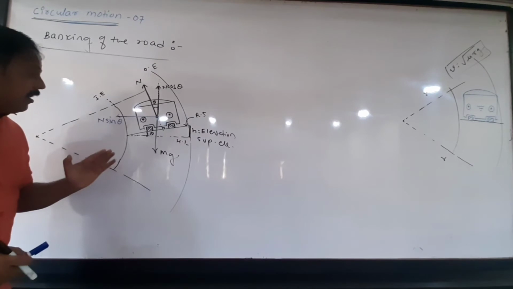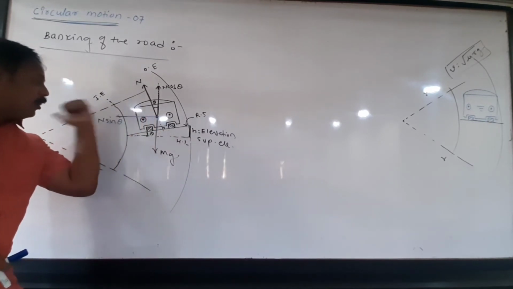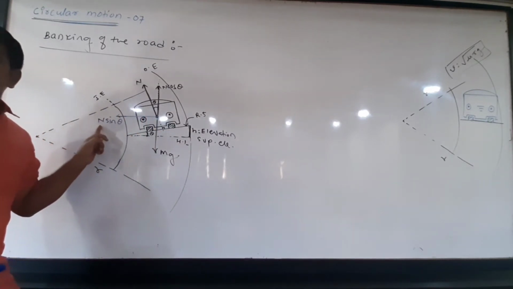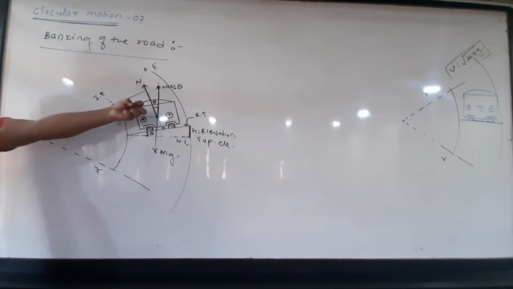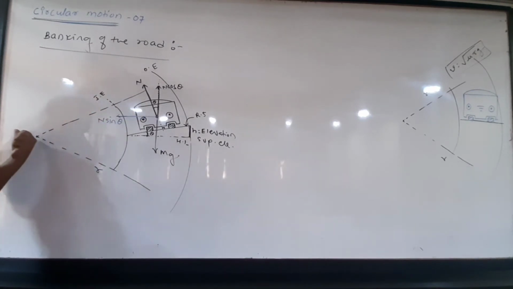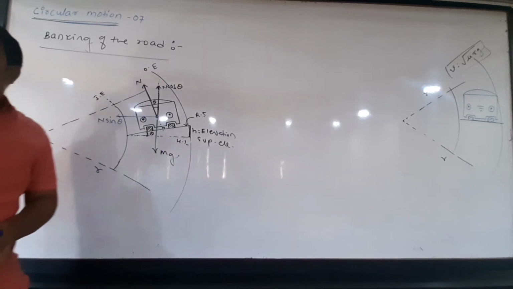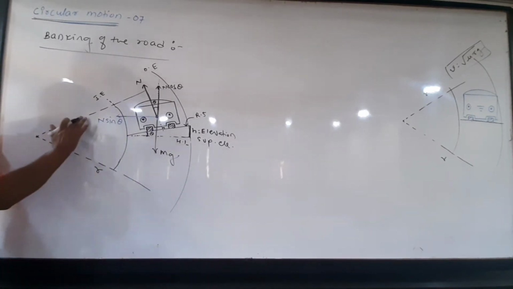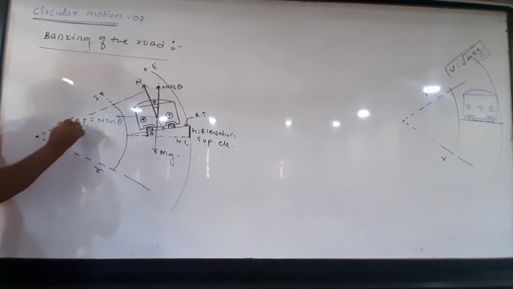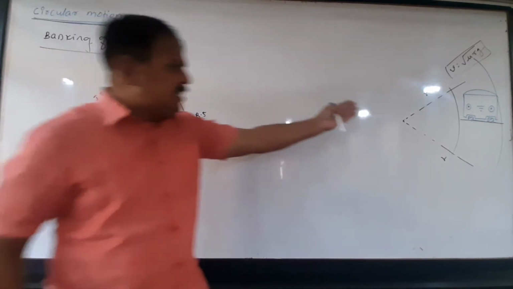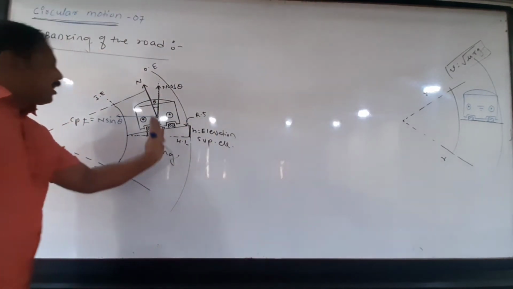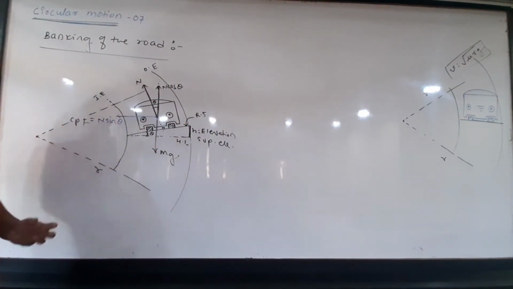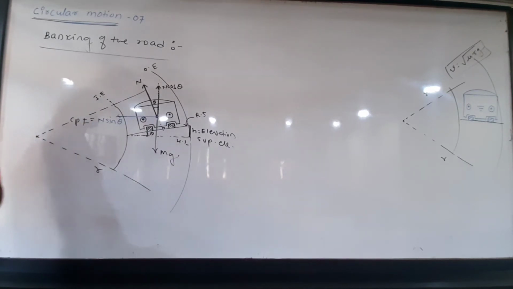So here what happened? Due to the banking of the road, a horizontal component of normal reaction has been generated, that is N sin theta. And this component N sin theta holds the vehicle towards the center. In short, N sin theta provides the necessary centripetal force. In the horizontal road case, N sin theta was not there, because the normal reaction is upward. But here the normal reaction is inclined due to the banking of the road. Hence, N sin theta is developed, and it provides the necessary centripetal force.